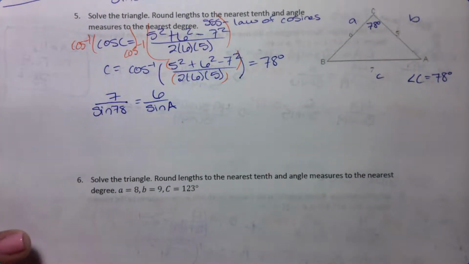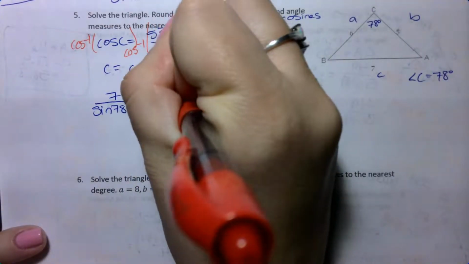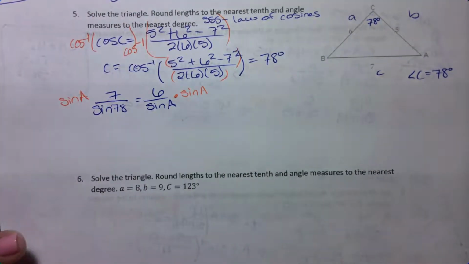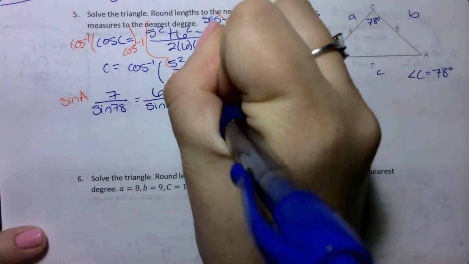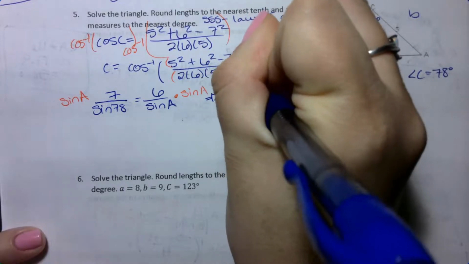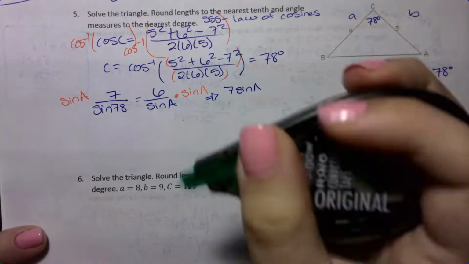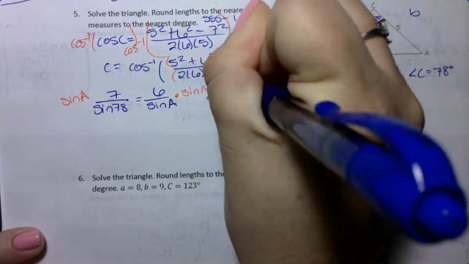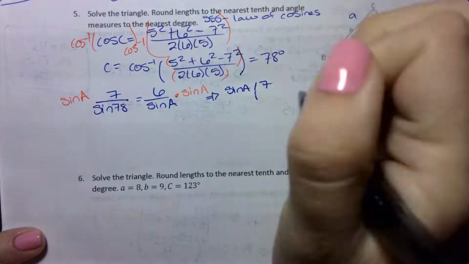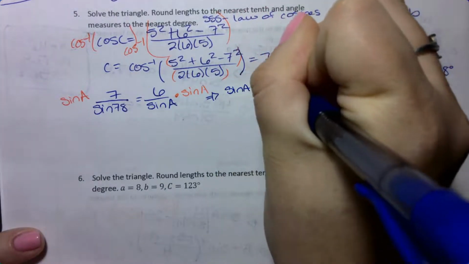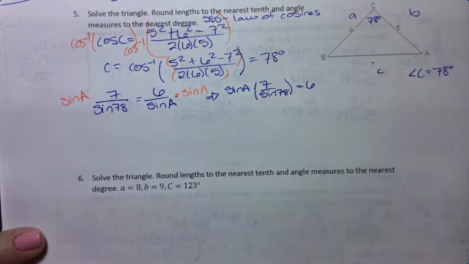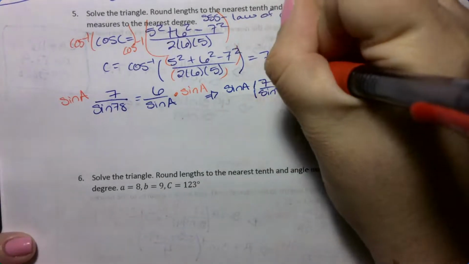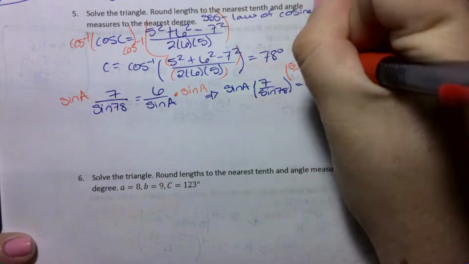So here I want to get rid of the fraction with my variable on the bottom. I'm going to multiply both sides by sine of A. I wanted to write the sine of A out front. Sine of A times 7 over sine of 78 equals 6. Then I want to get the sine of A isolated, so I'm going to multiply by the reciprocal of this, which is sine of 78 over 7.